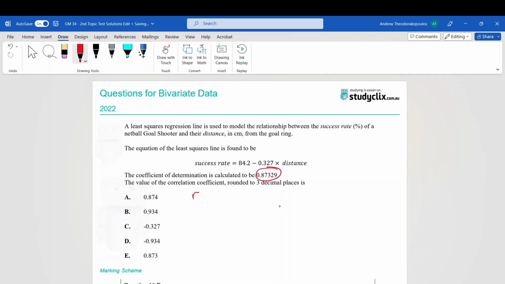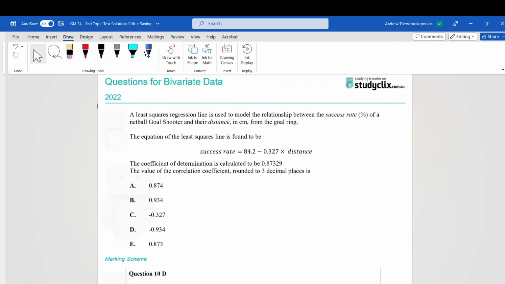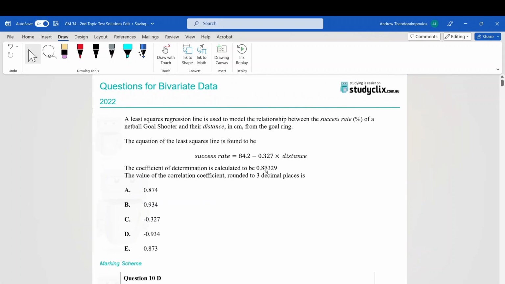We've been given the coefficient of determination, which is 0.87329. So that's our R squared value, but what we're trying to find is the R value. To find the R value when we've been given the R squared value, essentially all we're going to do is square root the R squared value. And as you can see at the bottom there, we've square rooted 0.87329.